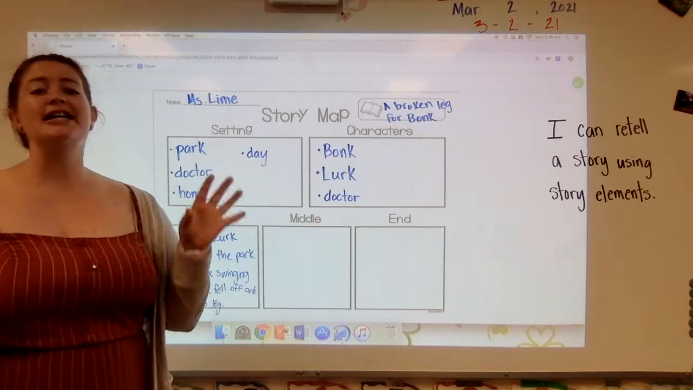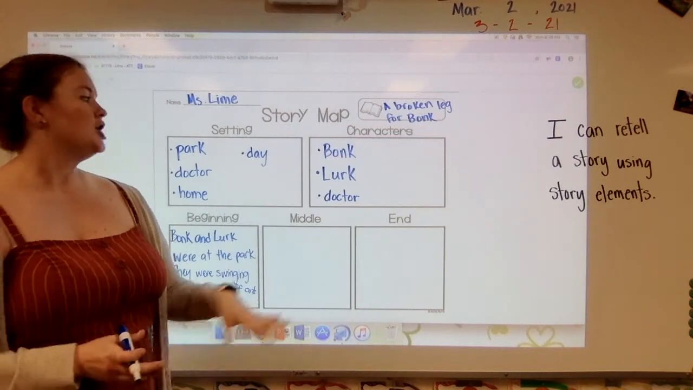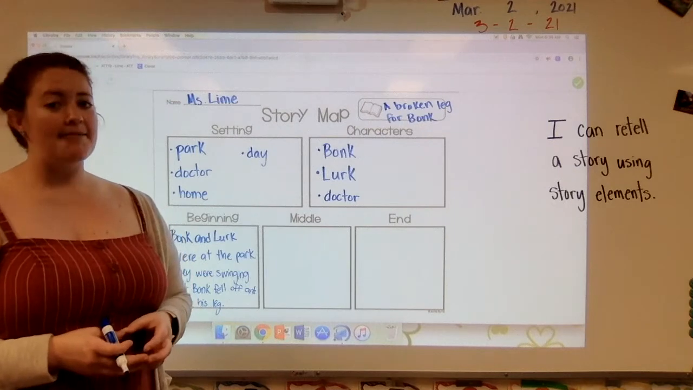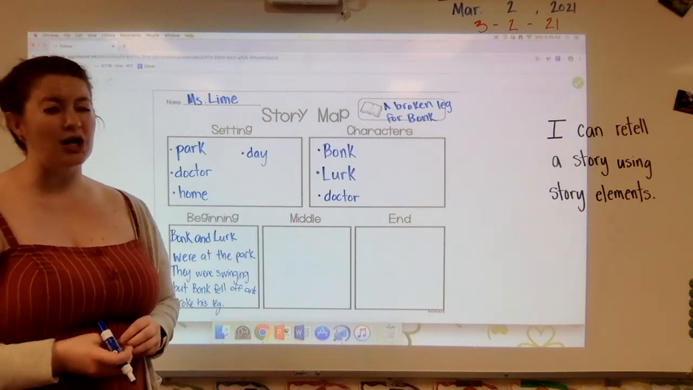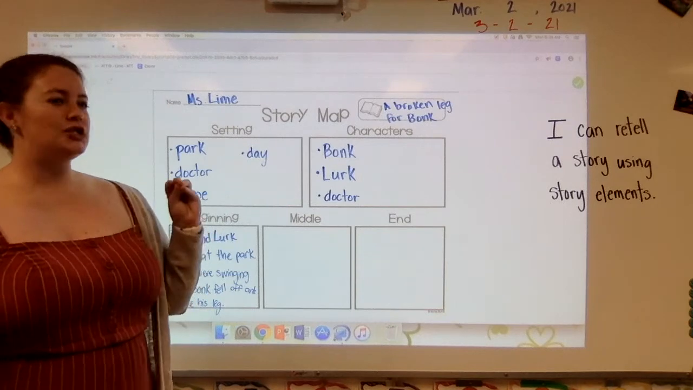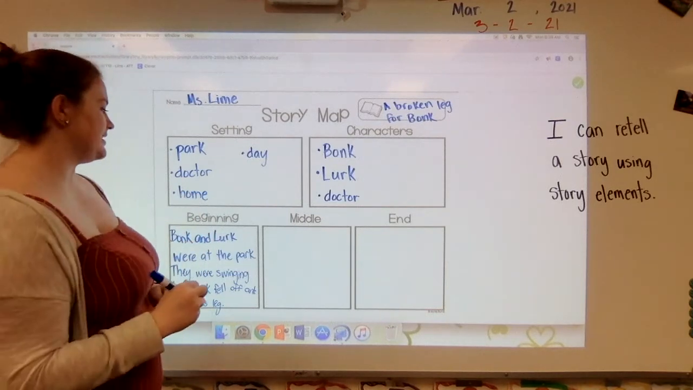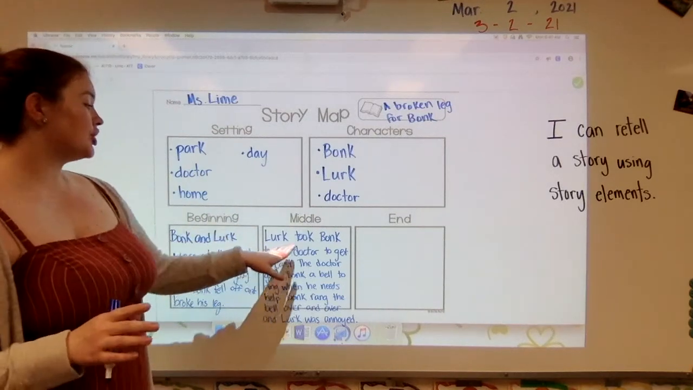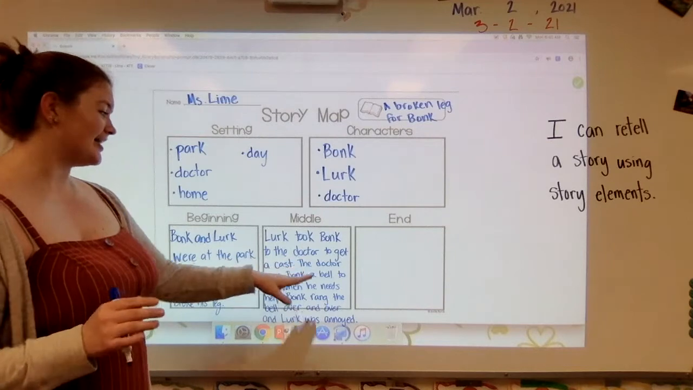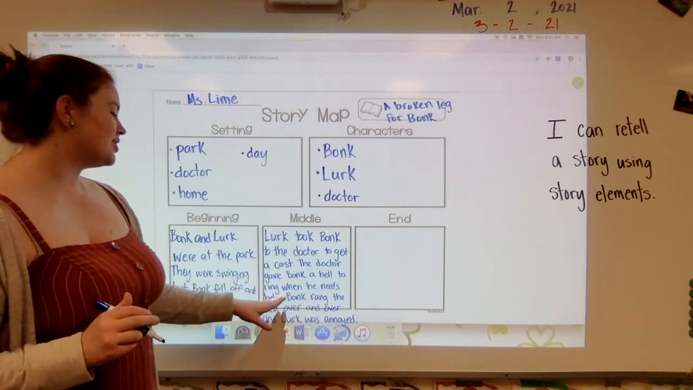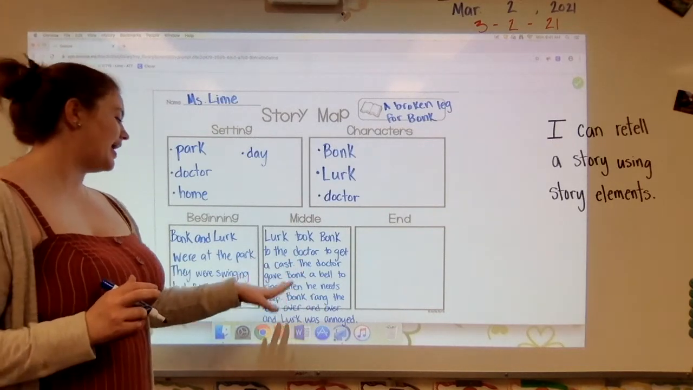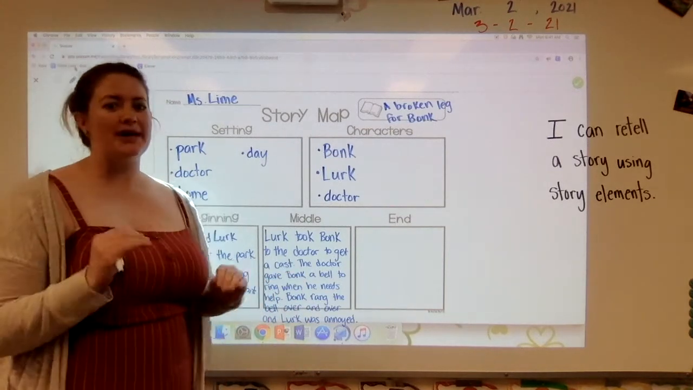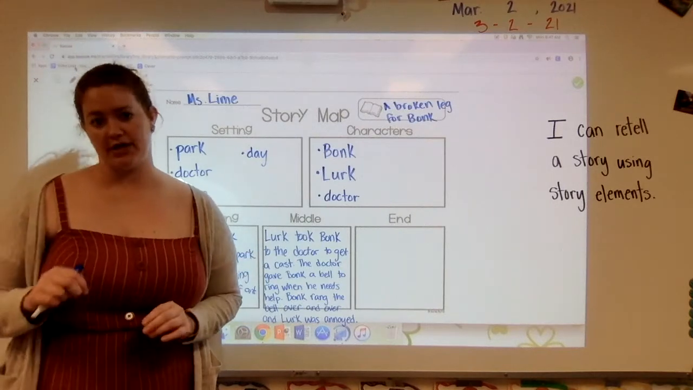The middle is where most of your story happens. So it's really important to try to get all those super important details in that middle box. I know that it's a smaller box, but we're going to do our very, very best to include all the important details. Okay, here's what I wrote for the middle box. I said, Lurk took Bonk to the doctor to get a cast. The doctor gave Bonk a bell to ring when he needs help. Bonk rang the bell over and over, and Lurk was annoyed, right? Because he started getting annoyed when he was ringing it over and over again, right?